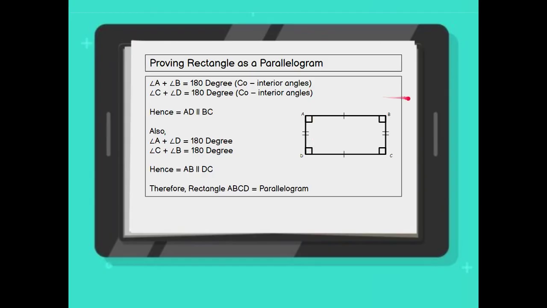AD is parallel to BC. As co-interior angles are supplementary, both the lines are parallel. Also, angle A plus angle D is equal to 180 degrees and angle C plus angle B is equal to 180 degrees. Here we get that AB is parallel to CD. Therefore, in a rectangle ABCD, opposite sides are parallel and hence it is a parallelogram.